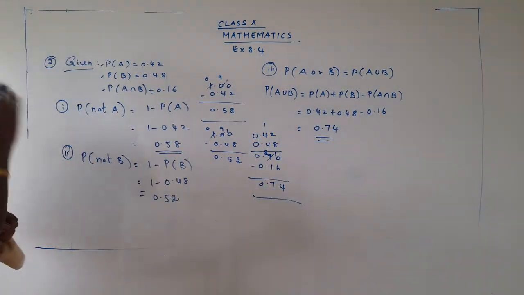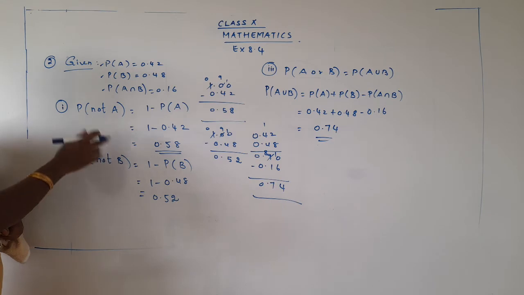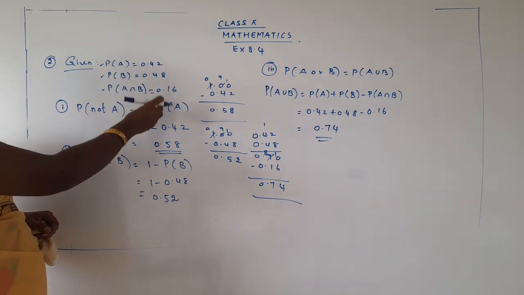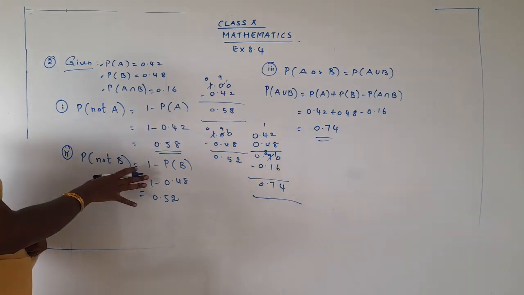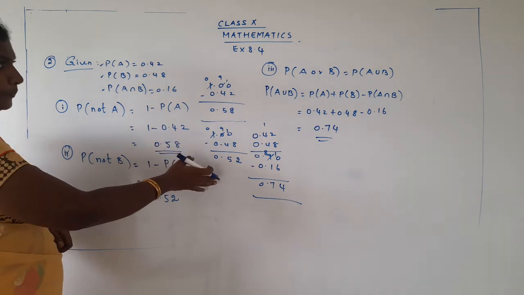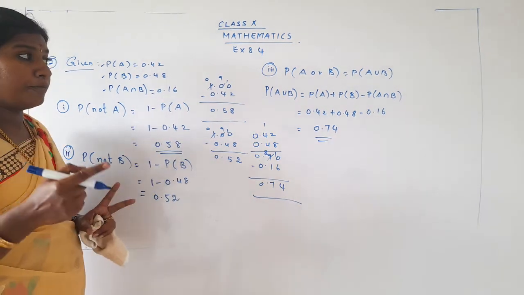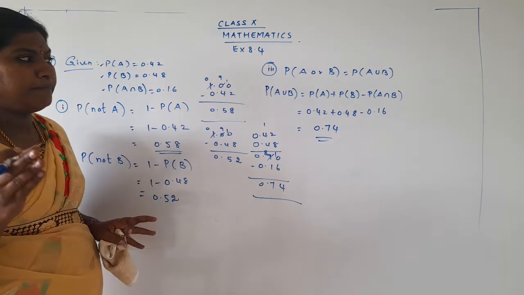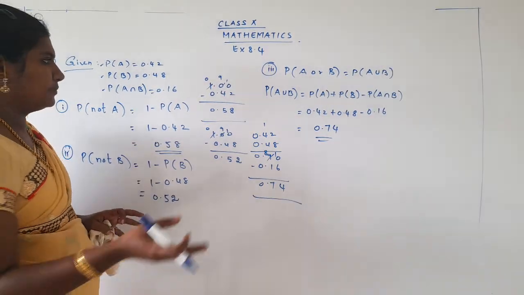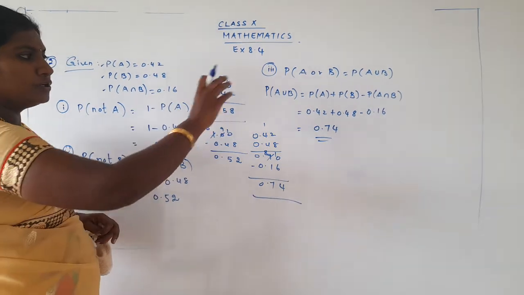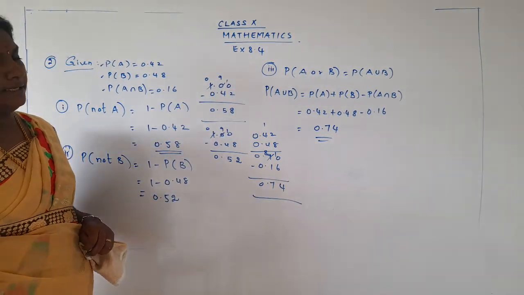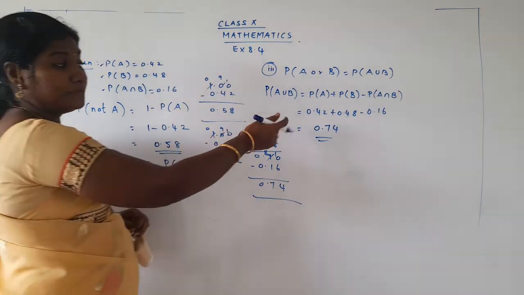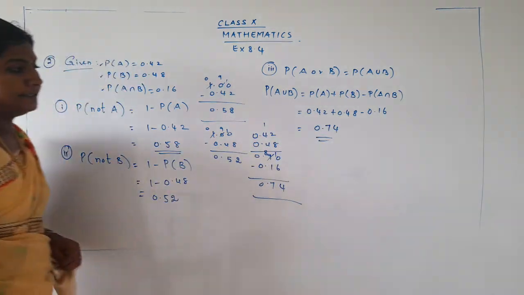Okay, children, so we have completed three subparts. Not A means 1 minus probability of A. P of not B means 1 minus probability of B. A or B means P of A union B, and we know the formula: P of A plus P of B minus P of A intersection B. We know all the values, so we just substitute and get the answer. When you do the calculation, be careful with the decimal points.